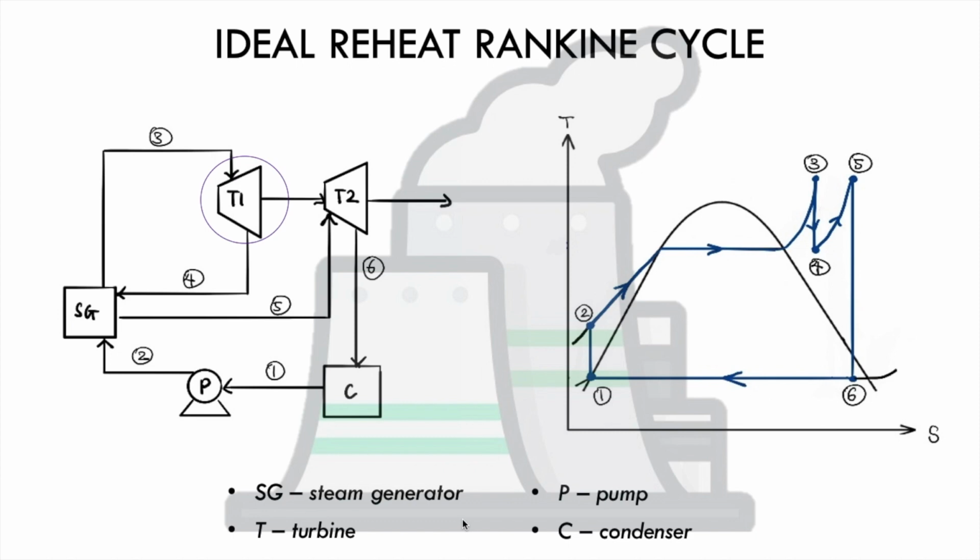If this stream leaving the turbine has higher moisture content, it may damage the turbine after some time. Besides, by reheating the steam before entering the condenser, more work can be produced. This can be shown in the graph, in which the area under the graph that represents the work done is greater than that of a normal Rankine cycle graph.